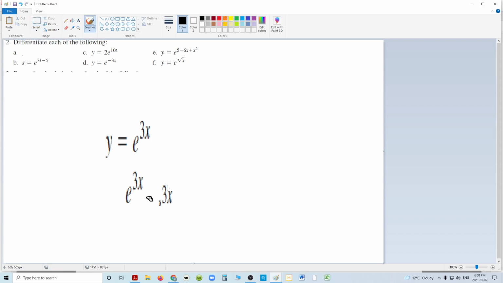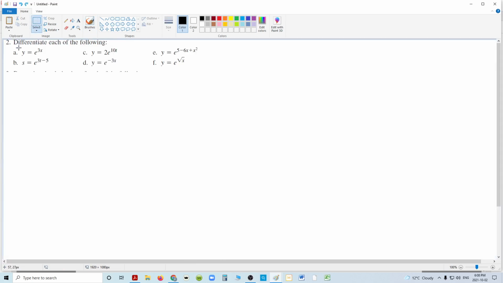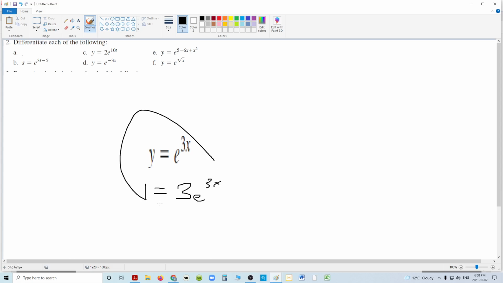So when I want to do derivative of something, I'll just do this. And it's 3. So that means we simply put the derivative of this, which I'm just going to write as that, is 3e to the 3x. Pretty straightforward. They just want you to get used to it.